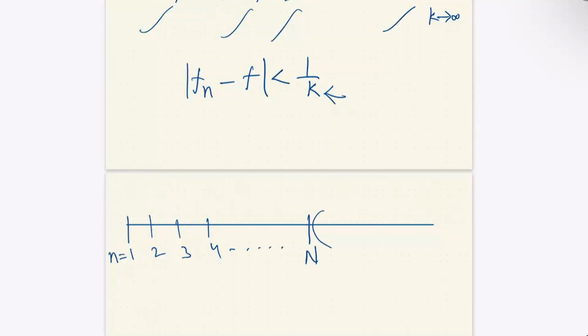After that, they fall inside. These all fall inside the 1 by k neighborhood. These numbers go into the place where the functions fall into the neighborhood of 1 by k. For every k you have something.